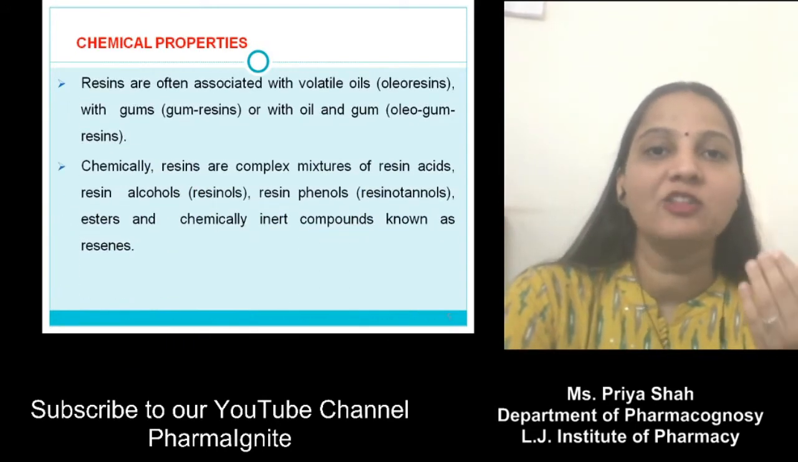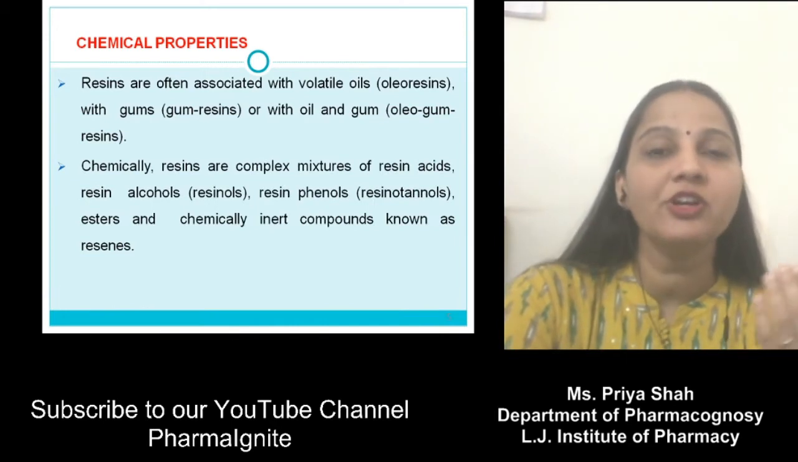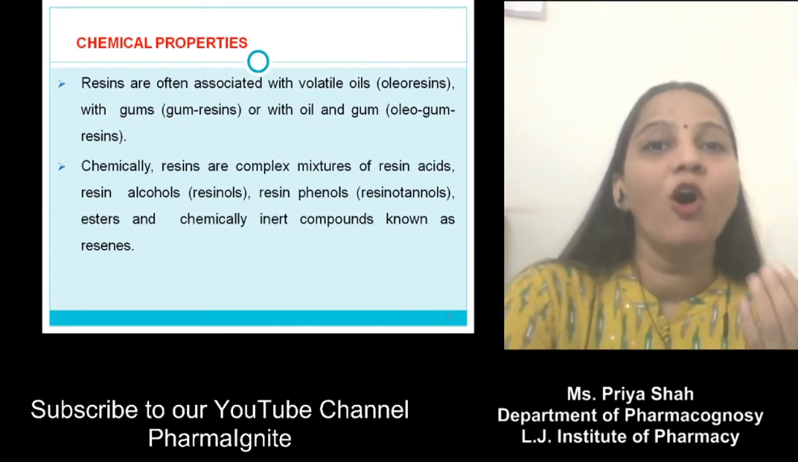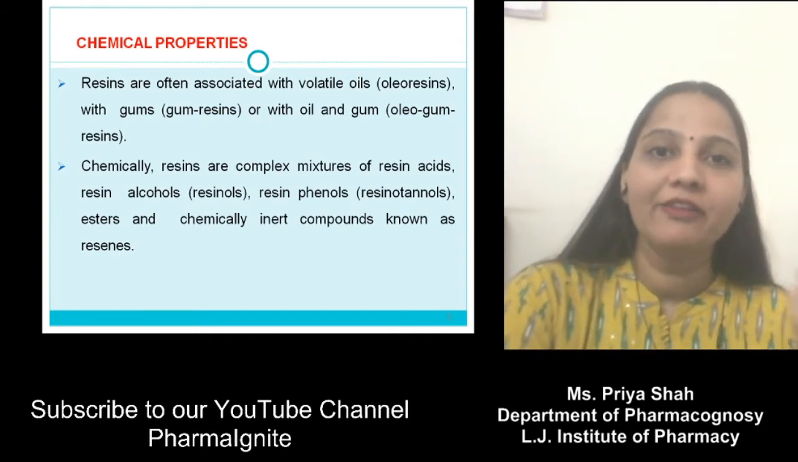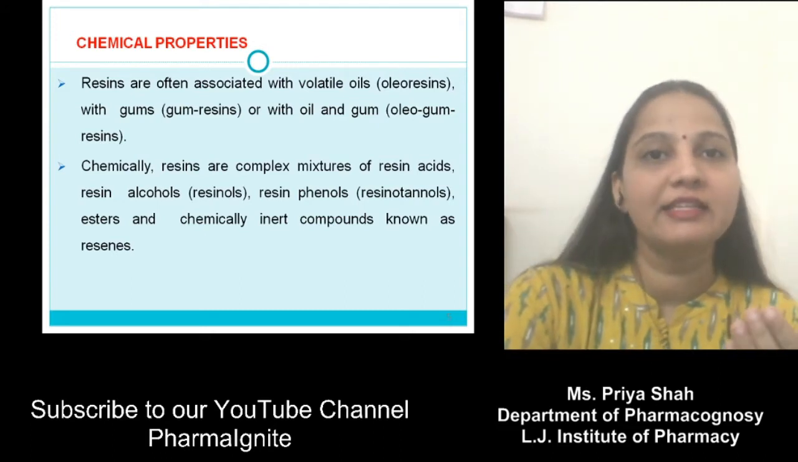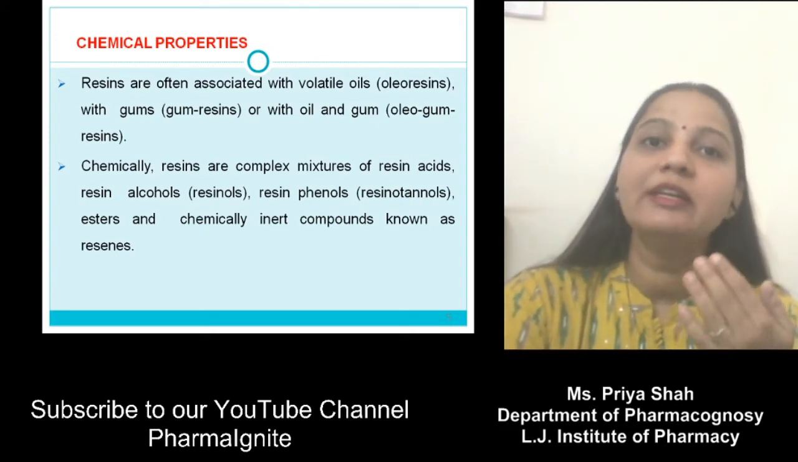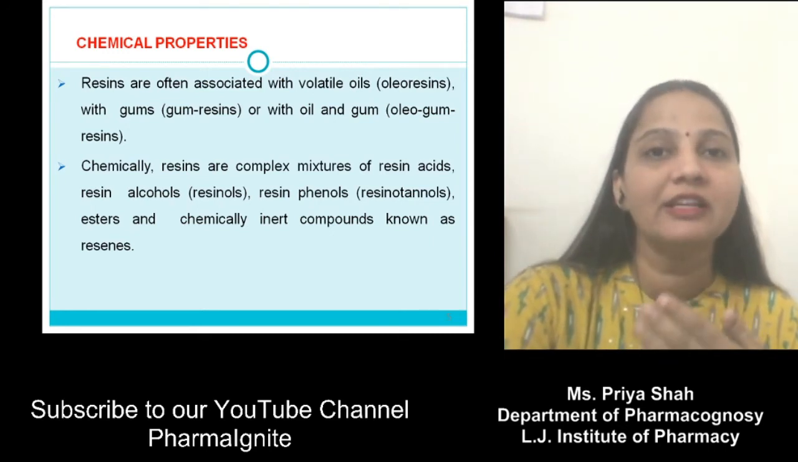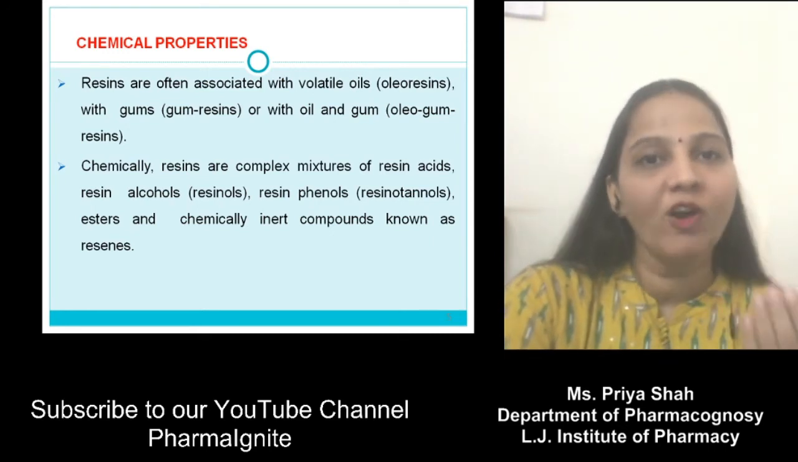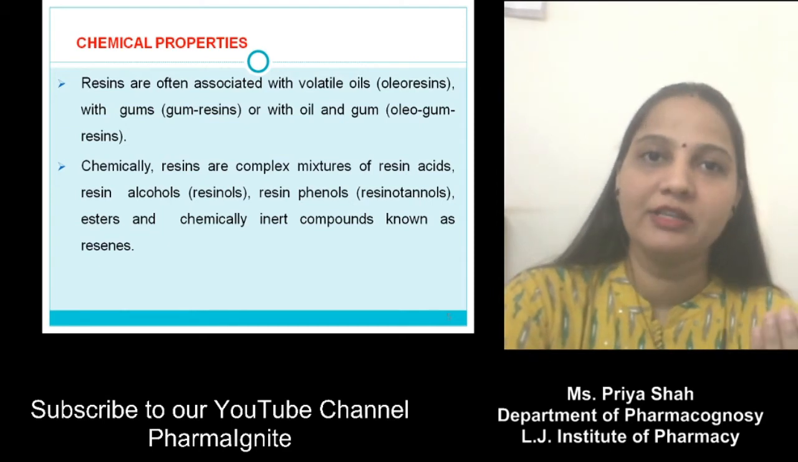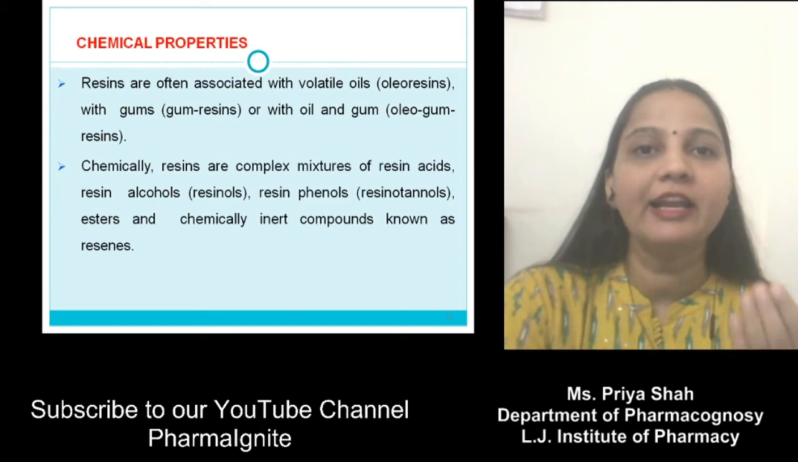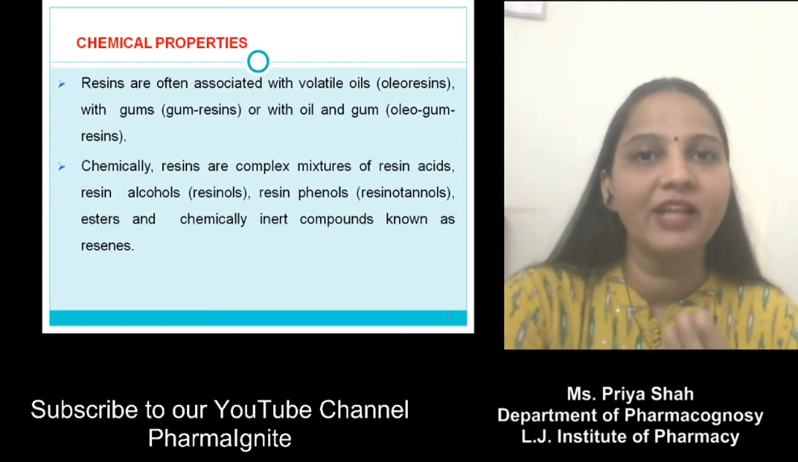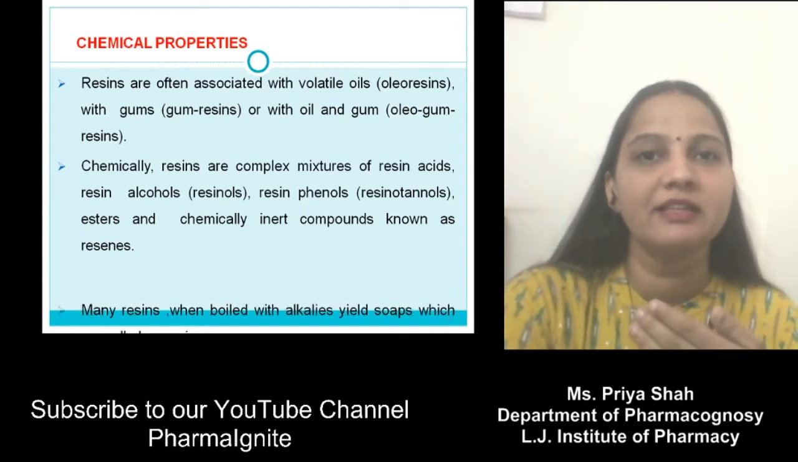Chemical properties are based on the association of different functional groups or combination with other groups. If it contains an acid, then it is known as a resin acid. If it contains volatile oil, then it is known as an oleoresin. If it contains gum, then it is known as a gum resin. If it contains volatile oil plus gum, then it is known as an oleogum resin.